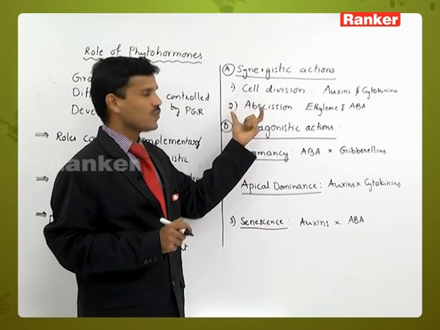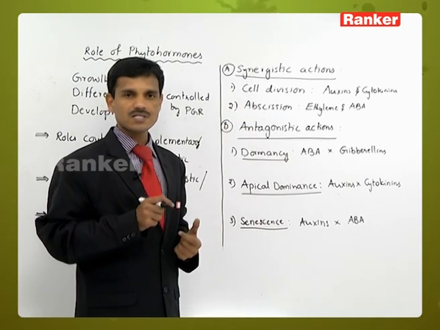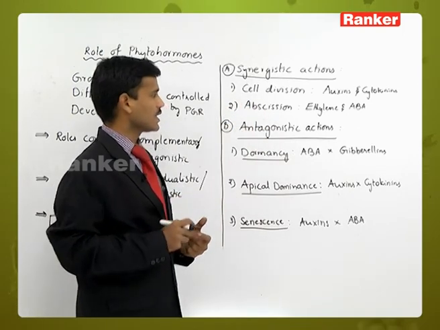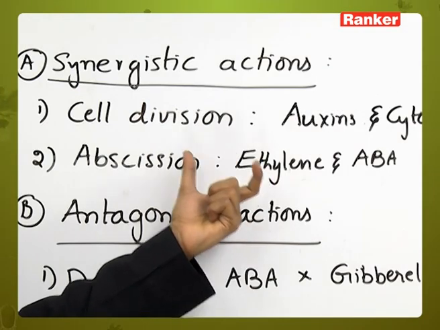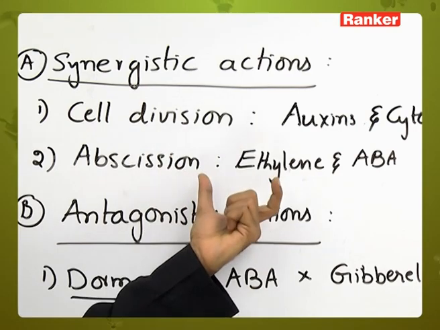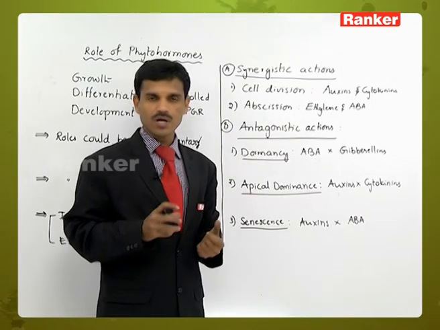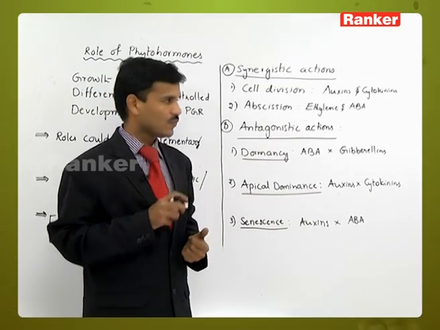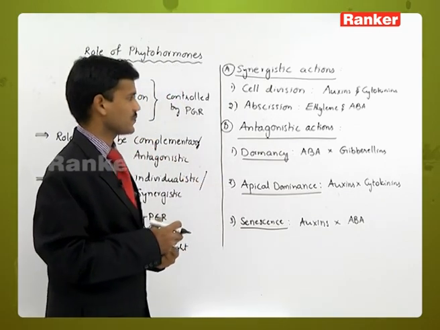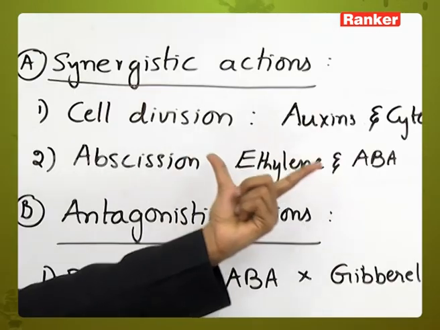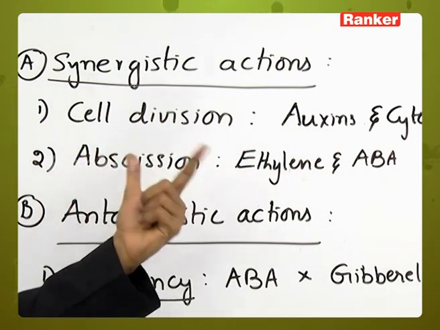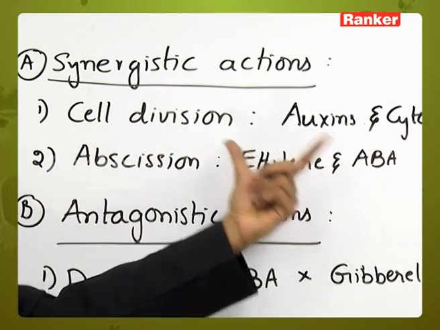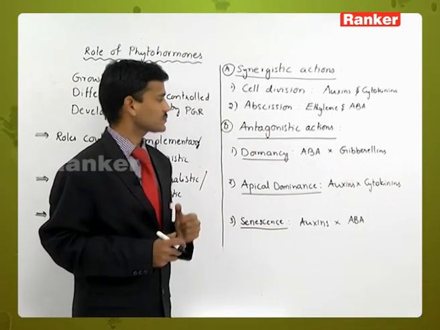Next, abscission, the falling of leaves, flowers, fruits, and all these aerial parts. Abscission is induced by ethylene and abscisic acid. Both are involved in the falling of leaves or aerial parts, so their actions are the same in this function.